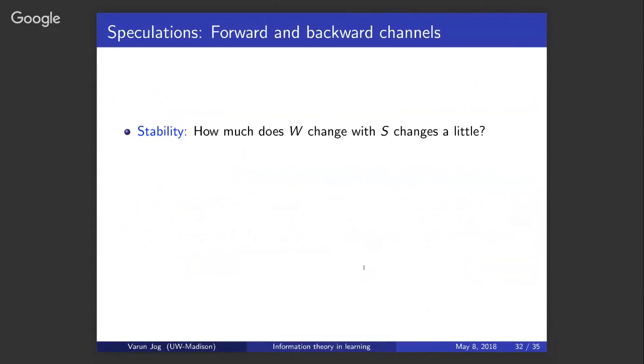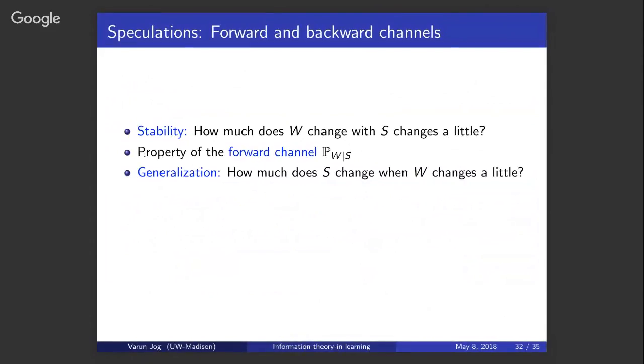Okay. So I said in the beginning that there are these two kinds of problems, the forward problem and the backward problem. The forward problem is get the curve looking at the points. And the backward problem is get the points after looking at the curve. And so this notion of stability, which people have studied, is kind of like asking how much does your output W change if your input changes by a little bit? So you can think of this as a property of the forward channel, that the forward channel is determining how stable your algorithm is. Generalization seems to be a property of the backward channel.